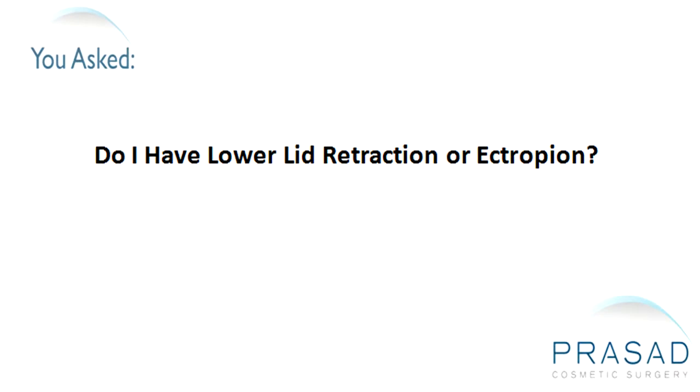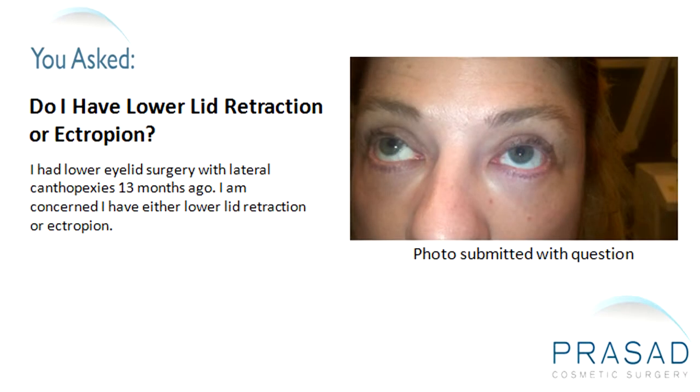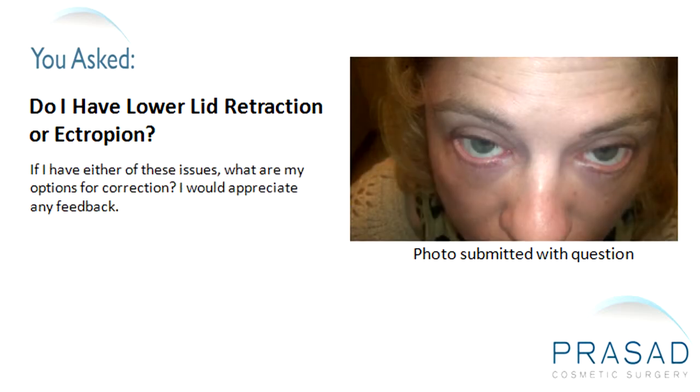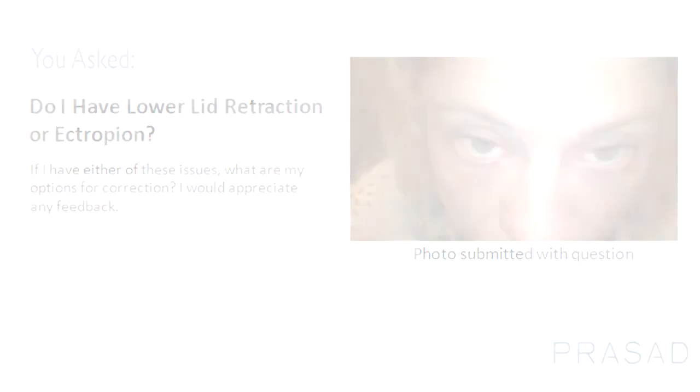Do I have lower lid retraction or ectropion? I had lower eyelid surgery with lateral canthopexies 13 months ago. I am concerned I have either lower lid retraction or ectropion. If I have either of these issues, what are my options for correction? I would appreciate any feedback.